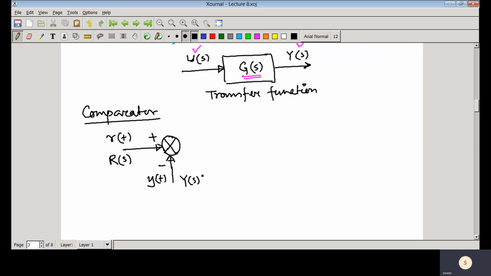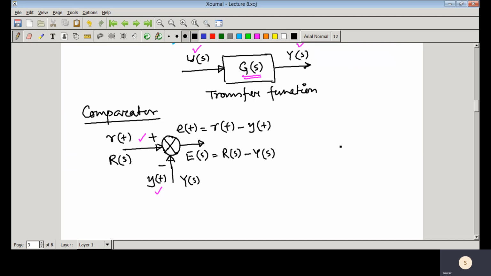Just now we have seen that if it is a nonlinear block or nonlinear control system, in that case we need to represent it in time domain. So this is the signal, and here you can see that R(t) is coming in with plus, and Y(t) you need to subtract from this R(t), so that E(t) equals R(t) minus Y(t), and in Laplace domain E(s) equals R(s) minus Y(s). So this is the basic operation that takes place in a comparator.